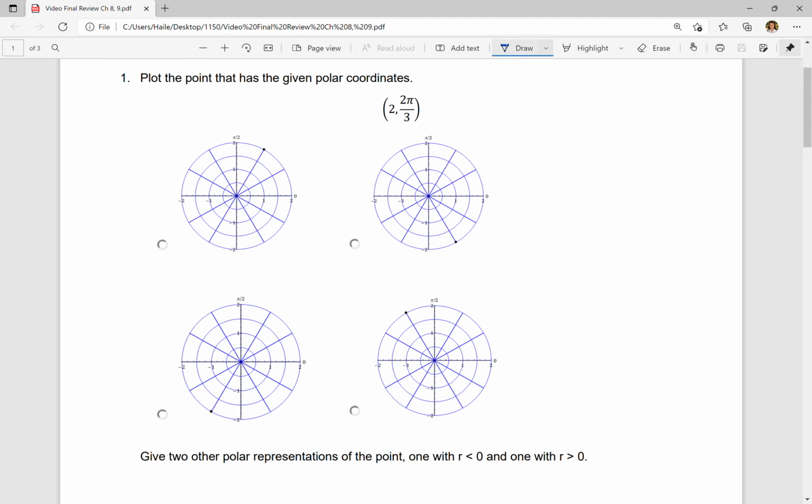If you remember, this is just a different way of graphing things than the normal XY plane that we're used to. So when we have a polar point, it's of the form r comma theta, where r is a radius and theta is an angle.